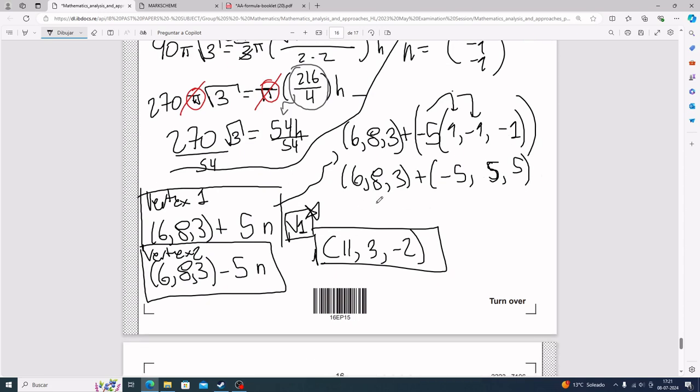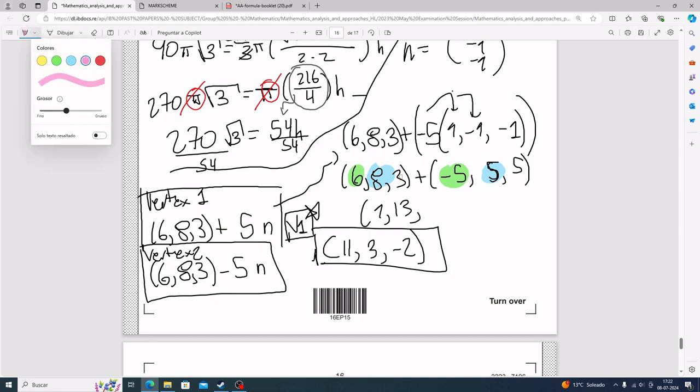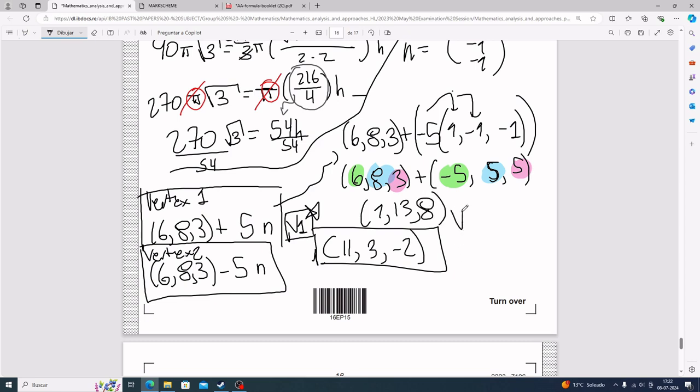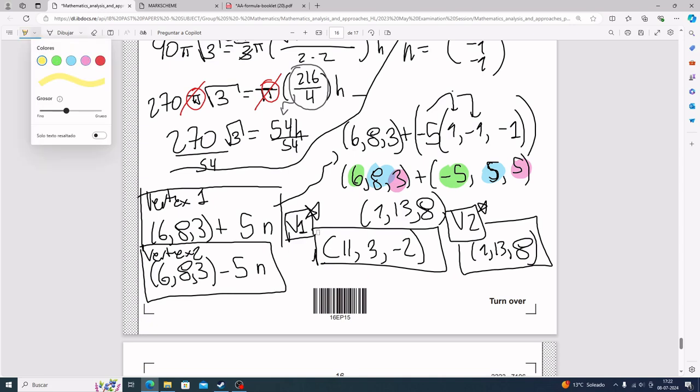And so from here, if you let these two interact just like before, you're going to end up with this 6 minus 5, so it gives you 1. This 8 plus 5, which is going to give you 13. And then finally, last but not least, you end up with this 3 plus 5, which gives you 8. And so the second vertex, vertex 2, is going to be 1, 13, and 8. So really your final answer is that this is the first vertex and this is the second vertex.